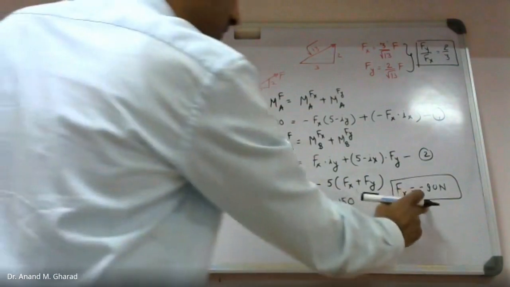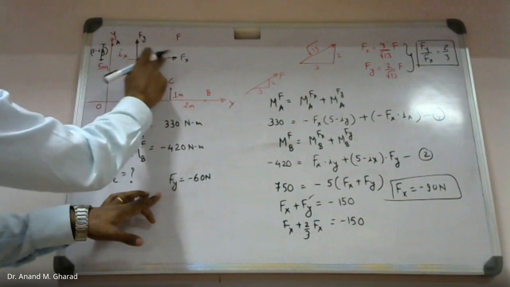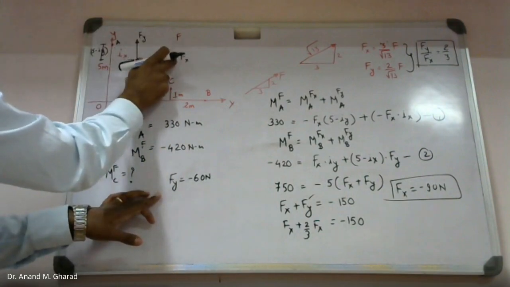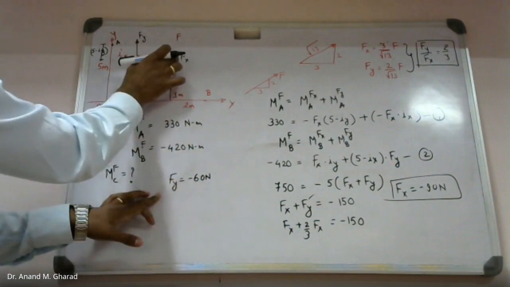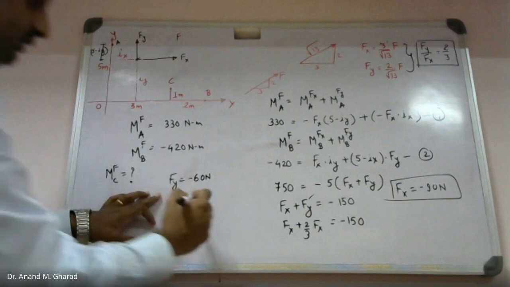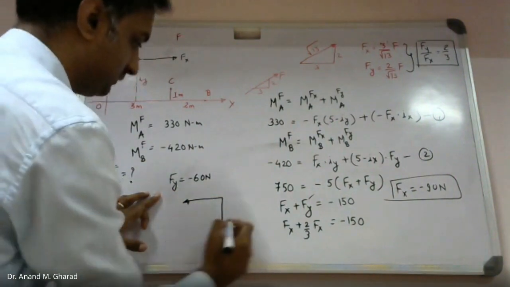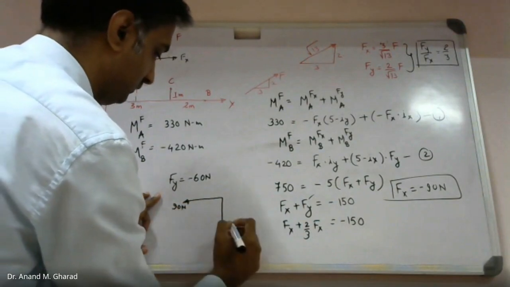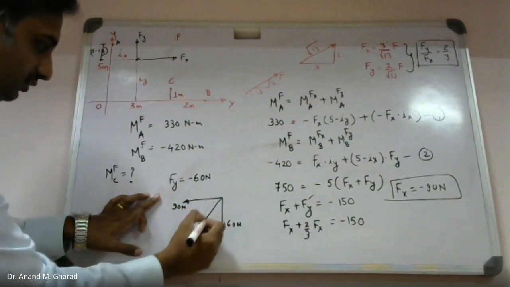Once you find out these Fx and Fy values, what do you observe? That our assumption, that is, whatever arrows we have considered, these are not correct. This has to be in the reverse manner. That is, Fx will be like this and Fy shall be like this. Okay, Fx is 90, Fy is 60, and this resultant will be accordingly.